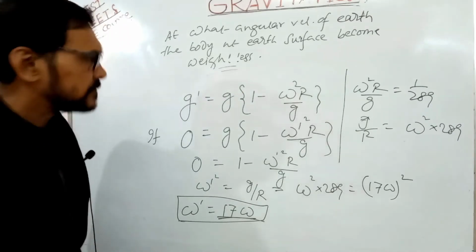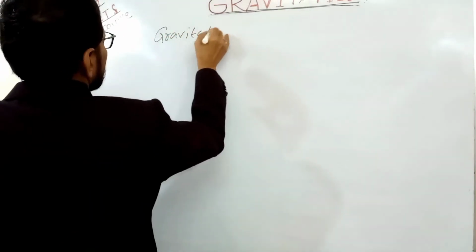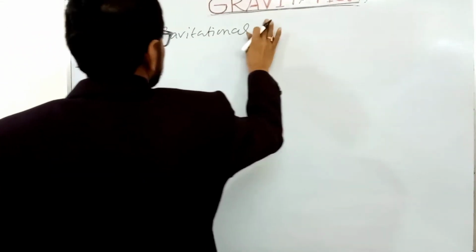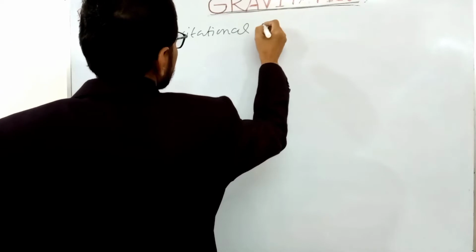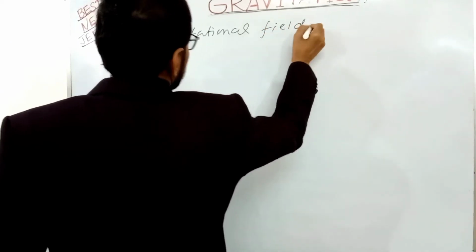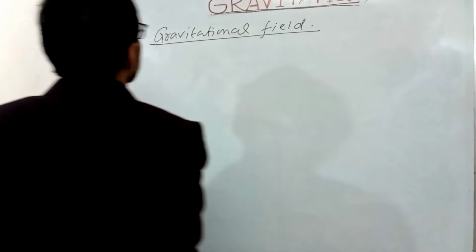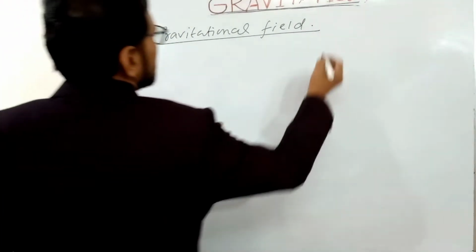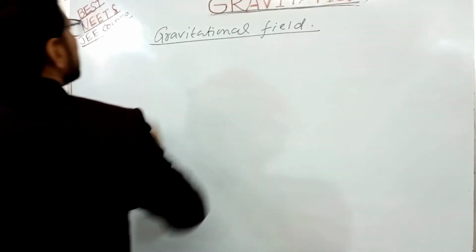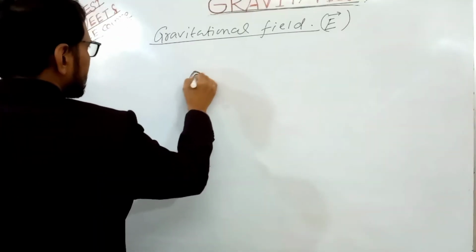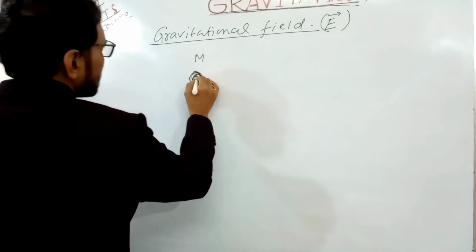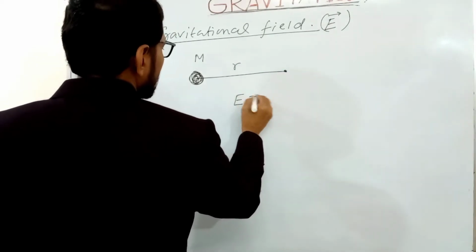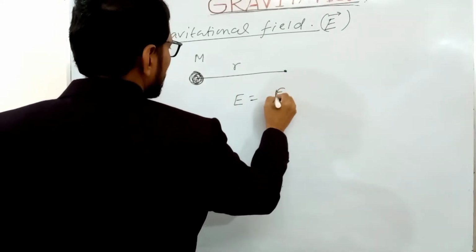Now, gravitational field. The next important term is gravitational field. What is gravitational field? That is E. Suppose a mass is present here, at a distance r from this mass. What is the gravitational field at that point? It is defined as force by mass.